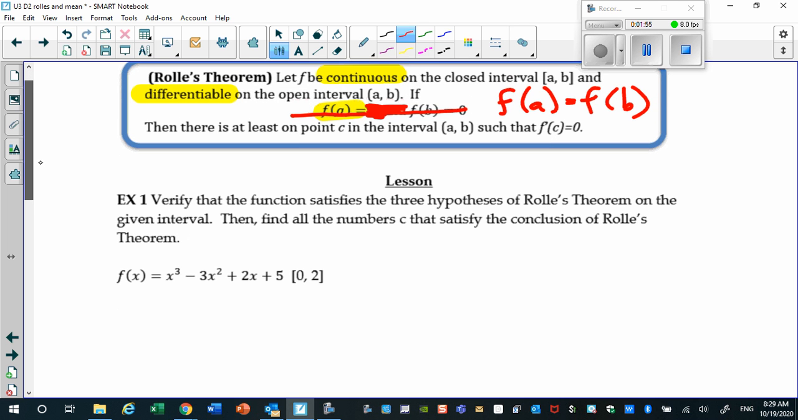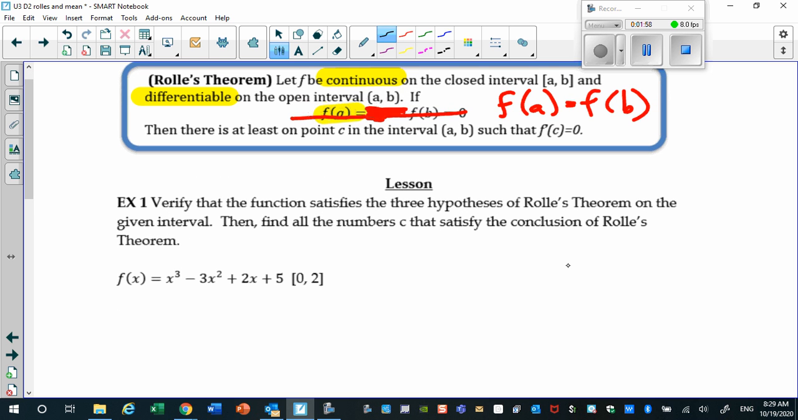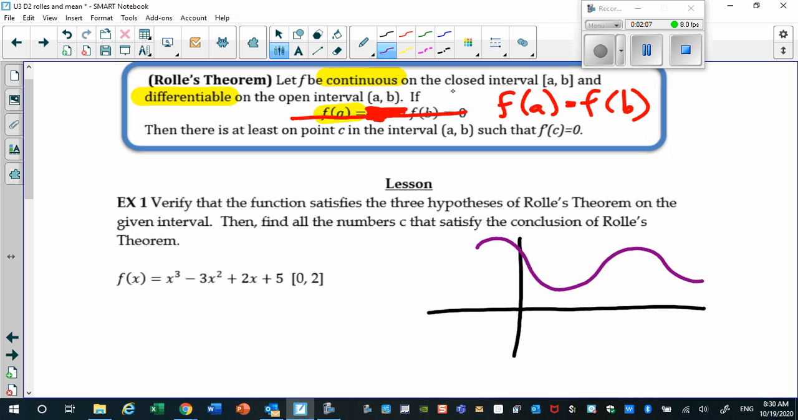Let me draw a picture because I think a picture will make more sense. Here's my graph. I'm going to put this as a, and put this as b. What this is saying is that since f of a and f of b are the exact same number, then there is a point in there at which f prime of c equals 0.